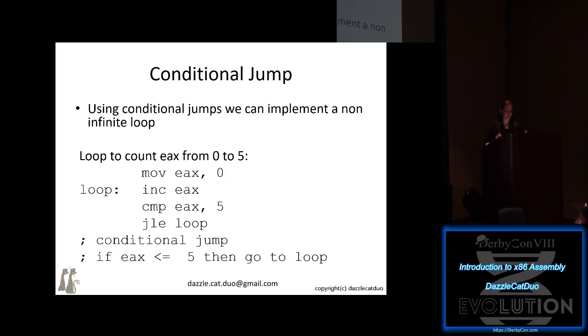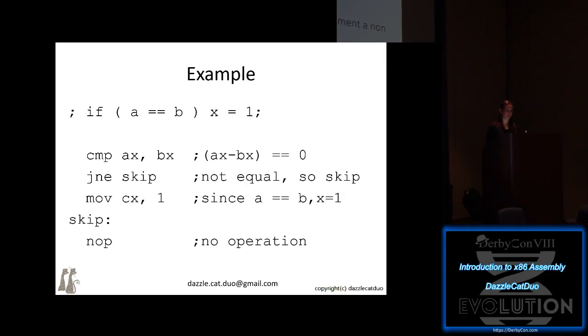So here's one. I want to loop from 0 to 5. So instead of incrementing EAX indefinitely, I only want to increment it 5 times. So load a 0 into EAX by moving 0 into EAX. I'm going to increment EAX. I'm going to compare EAX to 5. And then jump less than or equal to loop. So if EAX was less than or equal to 5, I jump back up and do the loop again. What that means is when EAX is greater than 5, I will not take the jump and I will end the loop. So now I've got the ability to do conditional looping.